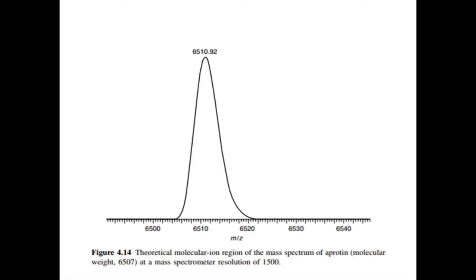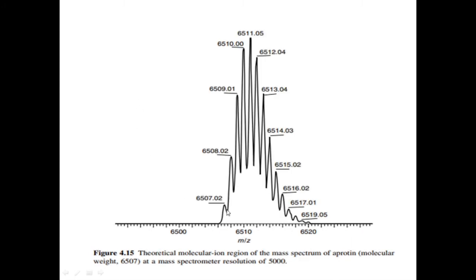Here, the theoretical molecular ion region of the mass spectrum of a protein, molecular weight 6507, at a mass spectrometer resolution of 1500. And in the next figure, the mass spectrometer resolution is 5000 for the protein.